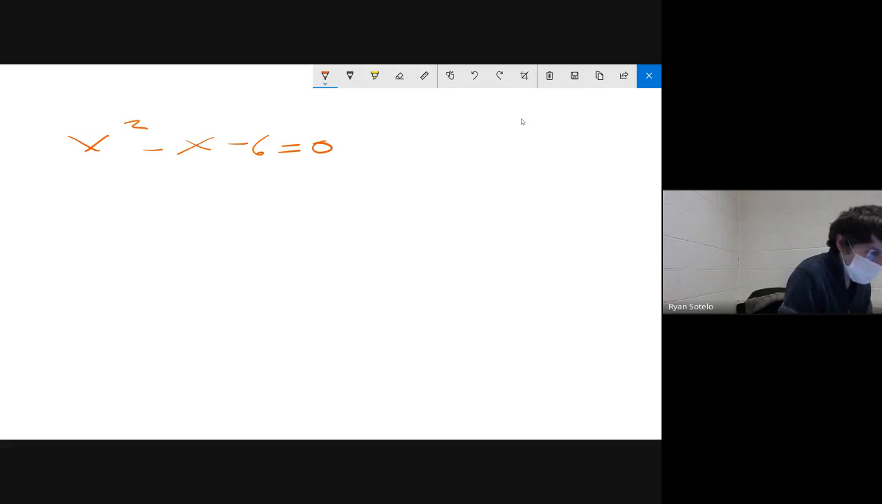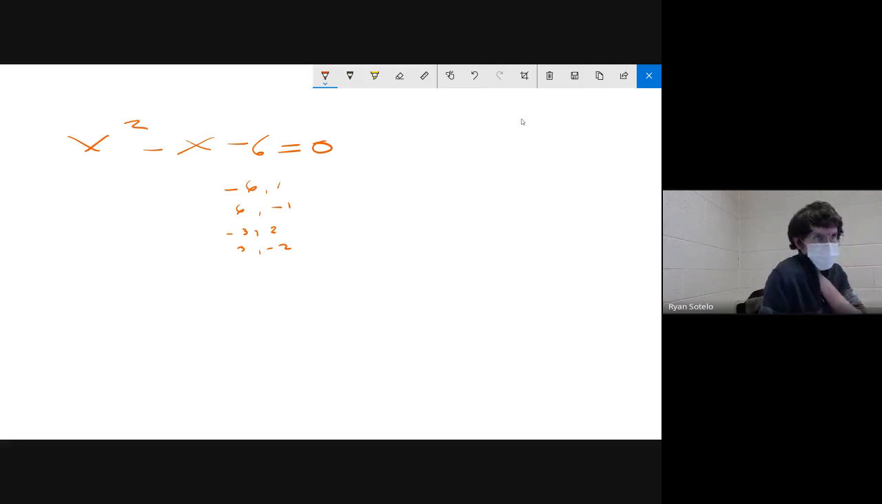I factor 6 with pairs of factors. So any two numbers that could multiply to -6. It could be -6 and 1. It could be 6 and -1. It could be -3 and 2. It could be 3 and -2. Those are the four that it could be.